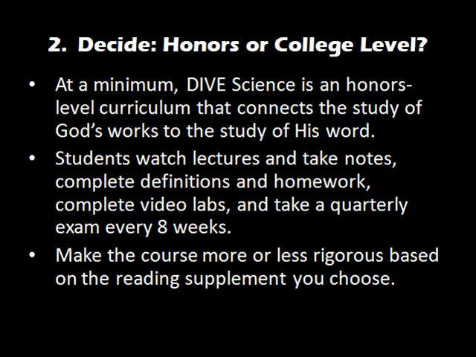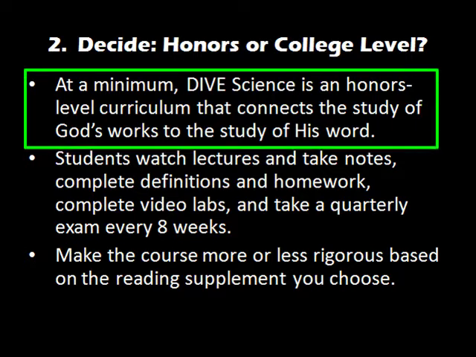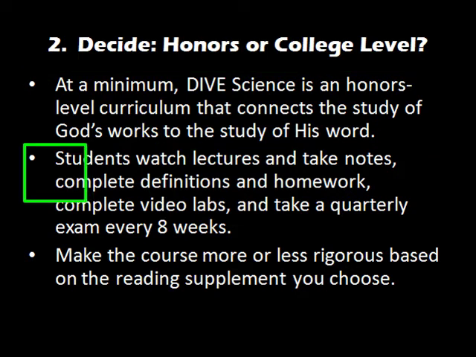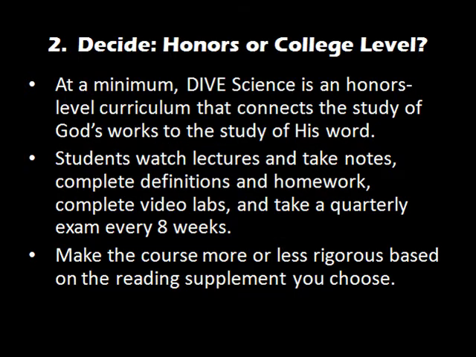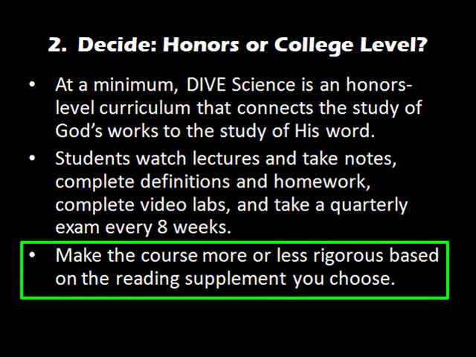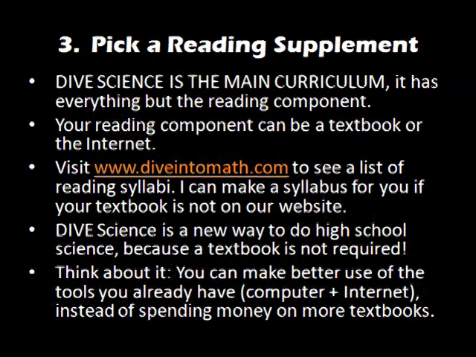So moving on to step 2, now you need to decide honors or college level. How rigorous do you want to make this course? At a minimum, Dive Science is an honors level curriculum that connects the study of God's works to the study of His Word. It's college preparatory in that its main emphasis is on the lectures. The student watches lectures, takes good notes on those, and then works homework based primarily on the lectures. Now, you can make the course more or less rigorous for your child based on the reading supplement you choose. And picking a reading supplement, that's step 3 in understanding how to use Dive Science.